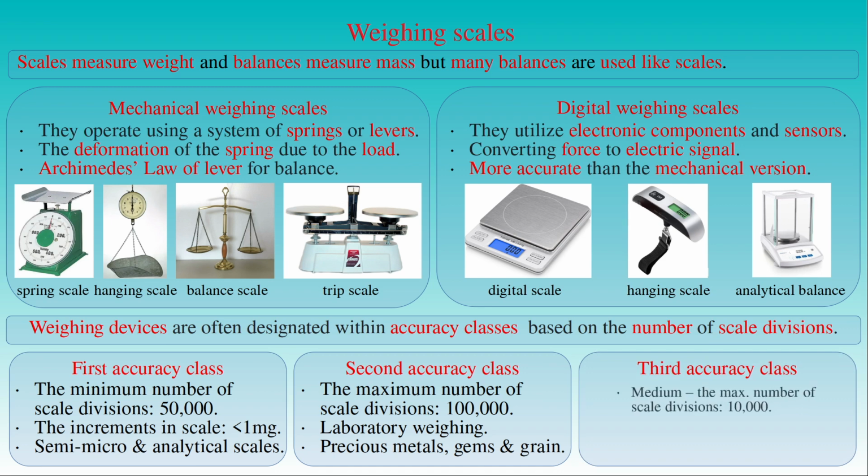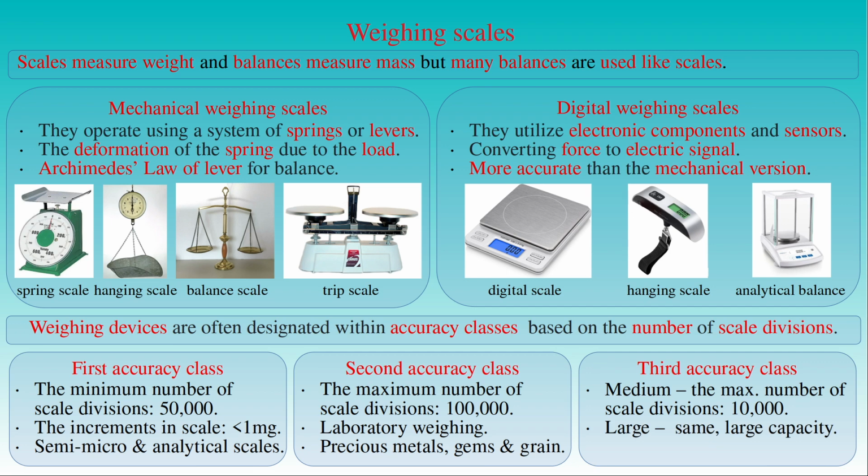Scales in the medium category are designed for industrial or commercial use and they have a maximum of 10,000 divisions. Scales in the large category are also used for commercial use, but they offer a much larger capacity. They also have a maximum of 10,000 divisions. Ordinary scales in the third accuracy class are used to weigh heavy loads but have only up to 1,200 divisions.